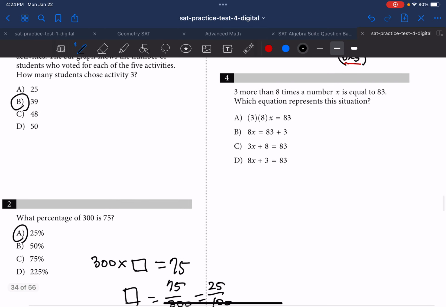Number 4. 3 more than 8 times the number of x is equal to 83. So 3 more than, so we add. 8 times the number of x is equal to 83. So 8x plus 3 is equal to 83.